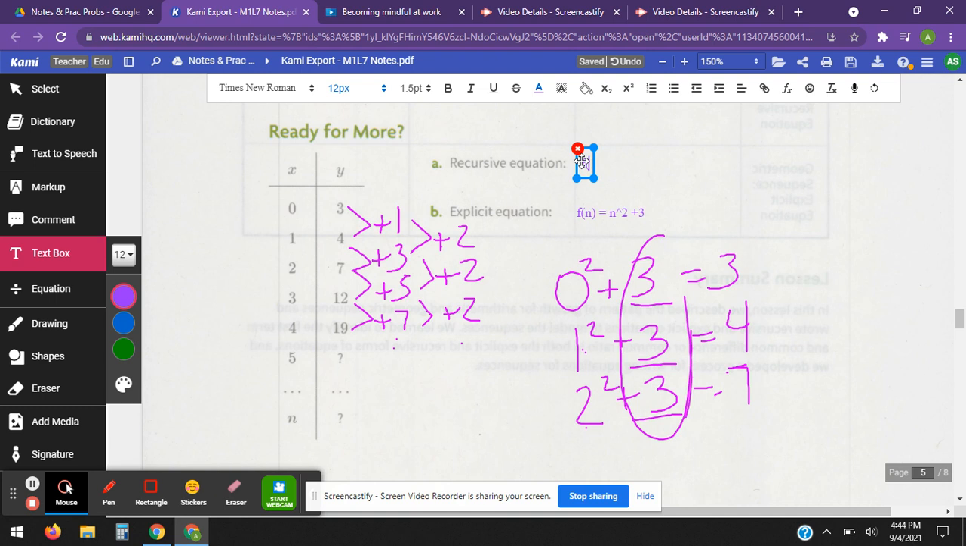So f of 0 equals 3. So that's what we're starting with. And so what I'm actually doing for this one, f of n equals the previous answer. And if you think about it, I'm taking 3 plus 1 to get 4, 4 plus 3 to get 7, 7 plus 5 to get 12.